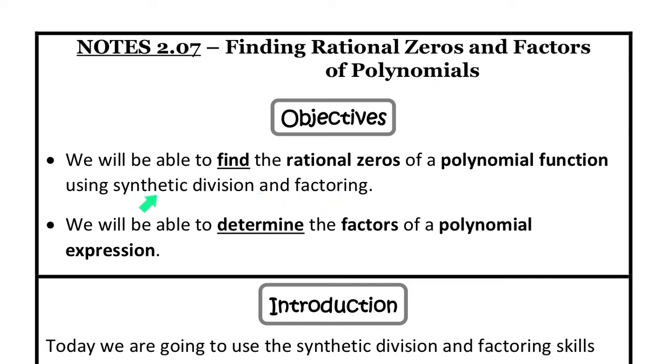Okay, so we talked about synthetic division last class, and we've been working with factoring. We had a test on factoring, and so we're going to be using these two skills to find the zeros. And rational just means anything that can be a fraction or a whole number, rational zeros. And then we will be able to determine the factors of a polynomial expression. So today we're just going to do two examples, one covering the first bullet point and a second one covering the second bullet point.